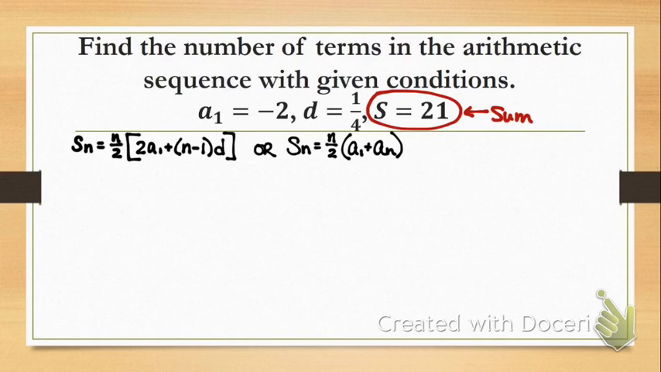We know what it all adds up to, but we don't know how many terms we're finding or how many terms we're using for this summation. So we're going to use this one right here. In the place of s sub n, we can replace that with a 21. Don't know how many terms, so I have to leave that as n over 2. Can I make a substitution in the place of a sub 1? Yes, I can put negative 2 in there.